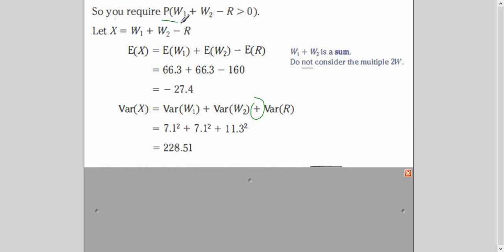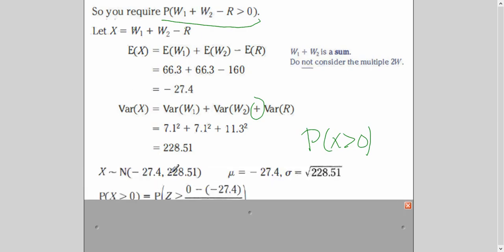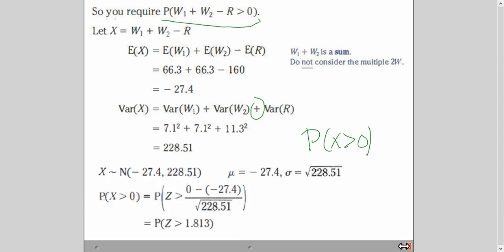So now you can easily calculate the probability. Instead of this, I can write probability of x greater than 0 because I have represented it by x, and I know the distribution of x, which is this. So you will change it into z, and then you will simply calculate the value of z and then the probability using your table or your calculator, right?